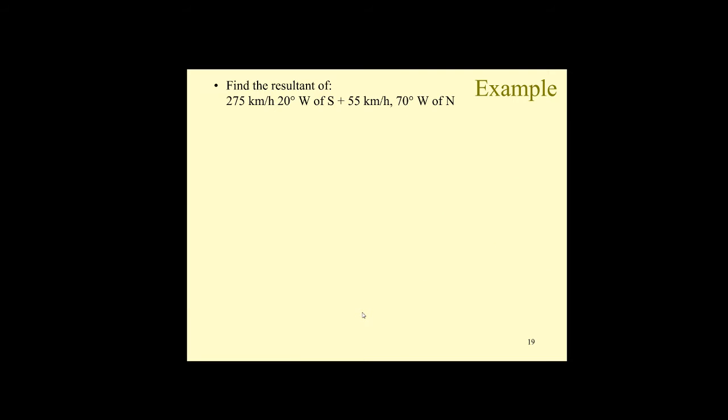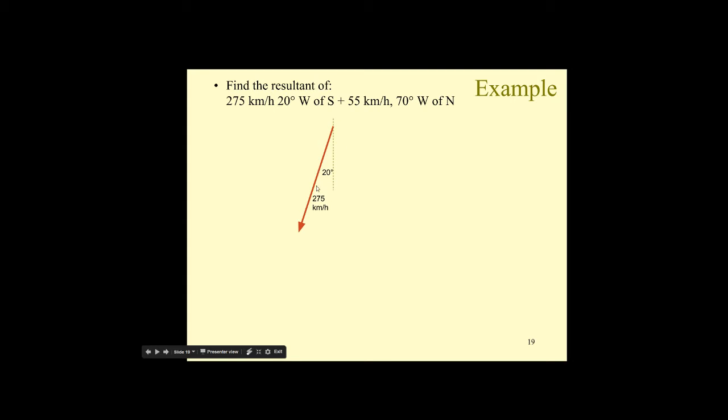Here's a second example. We have 275 kilometers per hour, 20 degrees west of south, plus 150 kilometers per hour, 70 degrees west of north. So I conveniently designed this so we're going to get a right triangle out of this. That's labeled 20 degrees. So I'm going to draw from my south line. I'm going to go 20 degrees to the west.